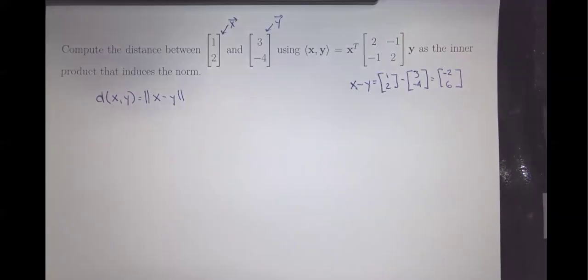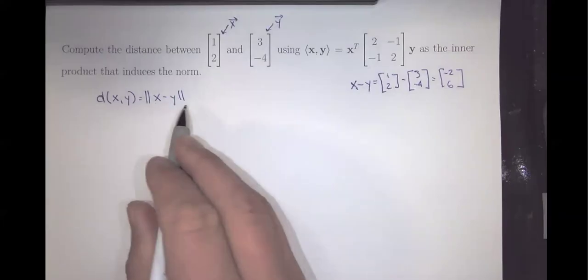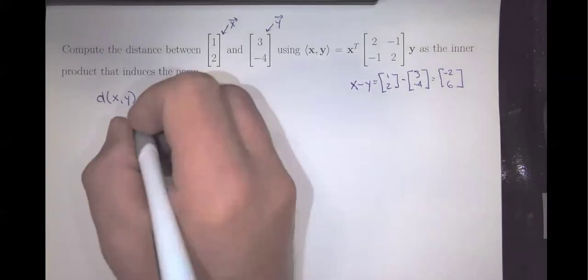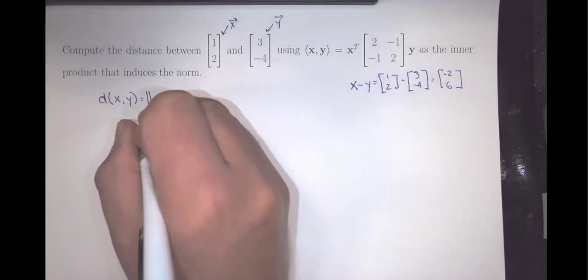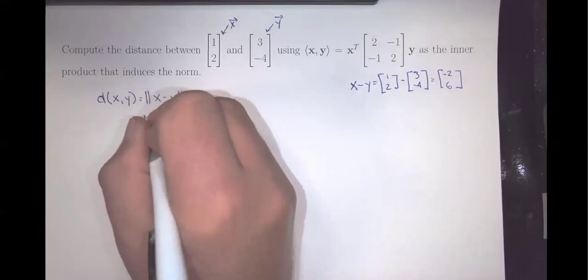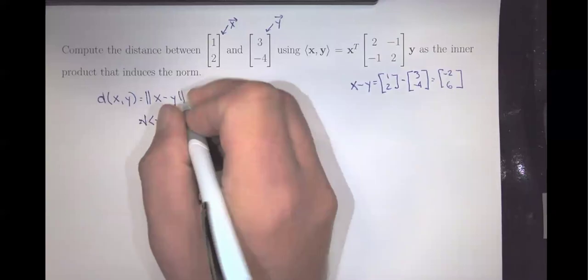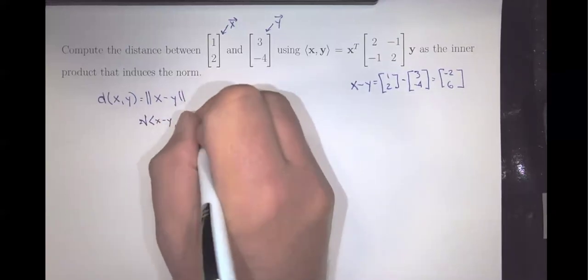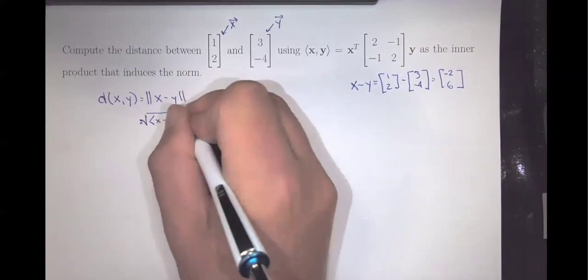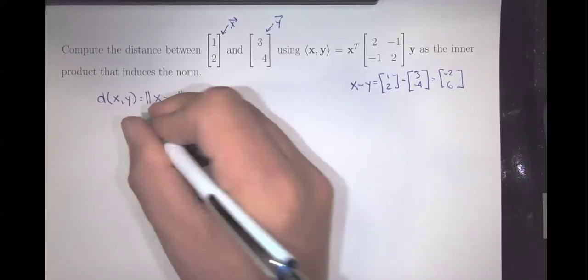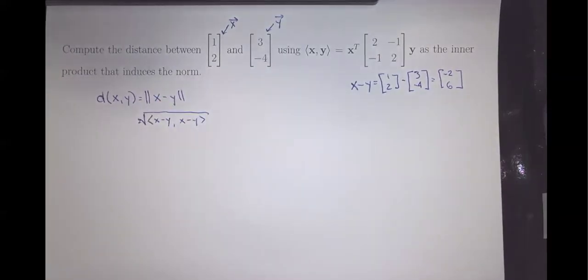Now, the norm is induced by this inner product. So this is the root of the inner product of x minus y with x minus y. So again, that's the definition of the norm. It's the root of the inner product of the thing inside the norm brackets.